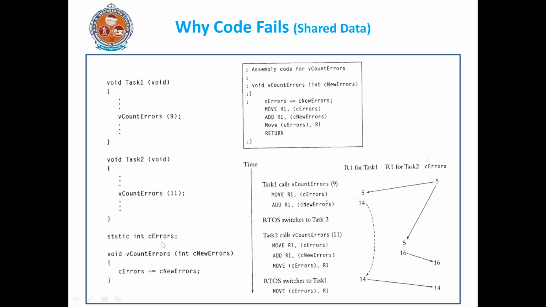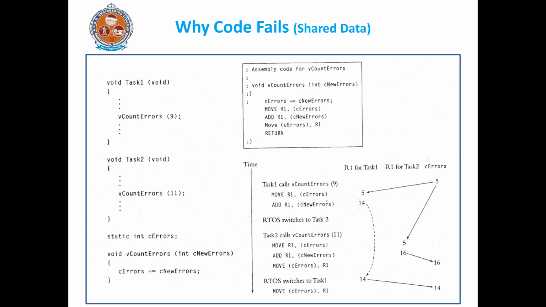cErrors is a static variable. Here you are writing one more function, that is cCountErrors, with int cNewErrors. We are giving a new value and that value is being updated to the static variable cErrors. Static variables mean that once created, it will be alive throughout your program and destroyed only before the closing of your program.